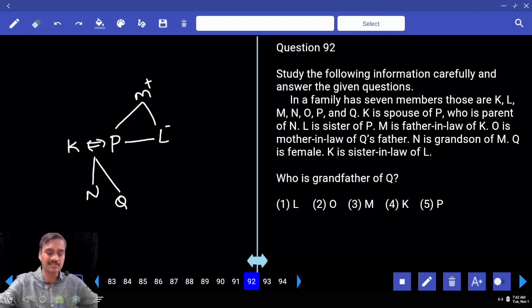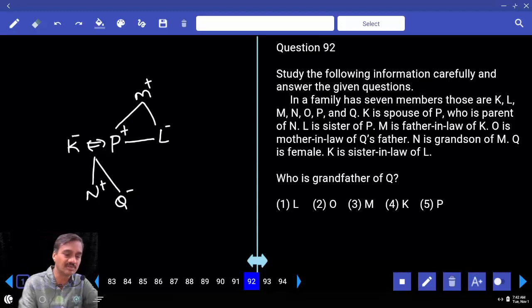N is the grandson of M. N is here. And Q is a female. Next one, K is the sister-in-law of L. K is a female, P is a male. Saripenda? K is the sister-in-law of L.